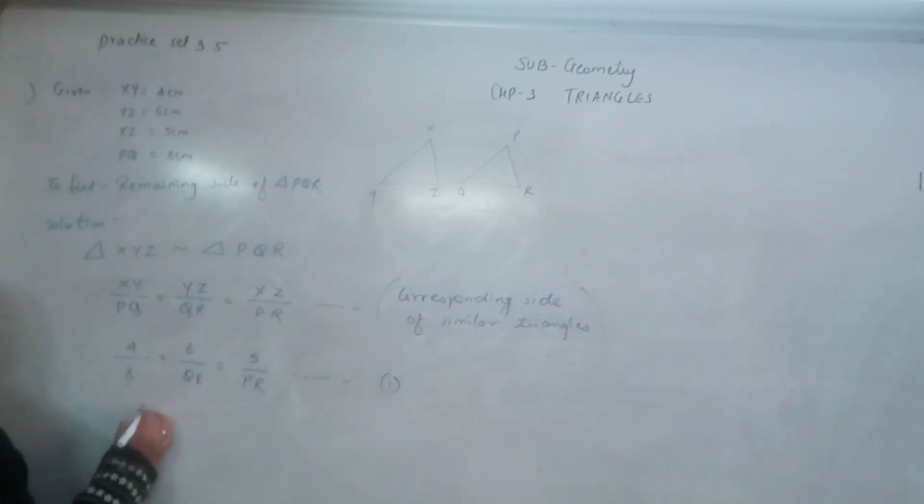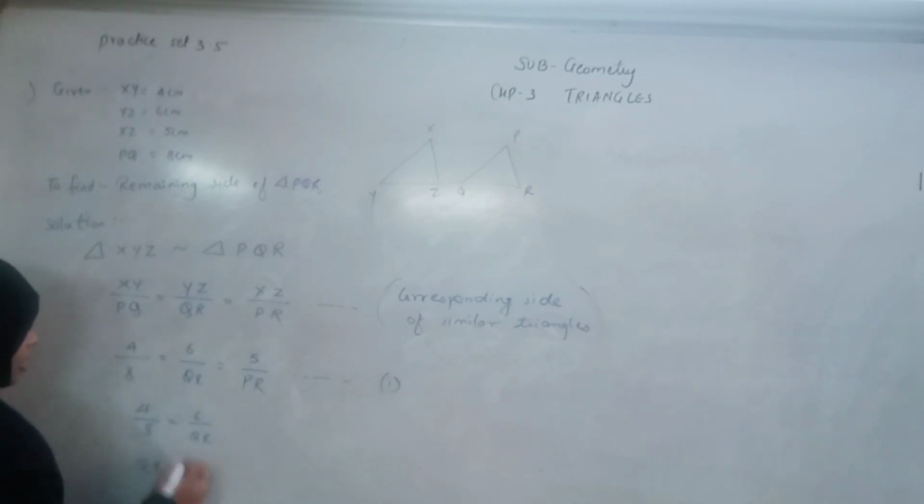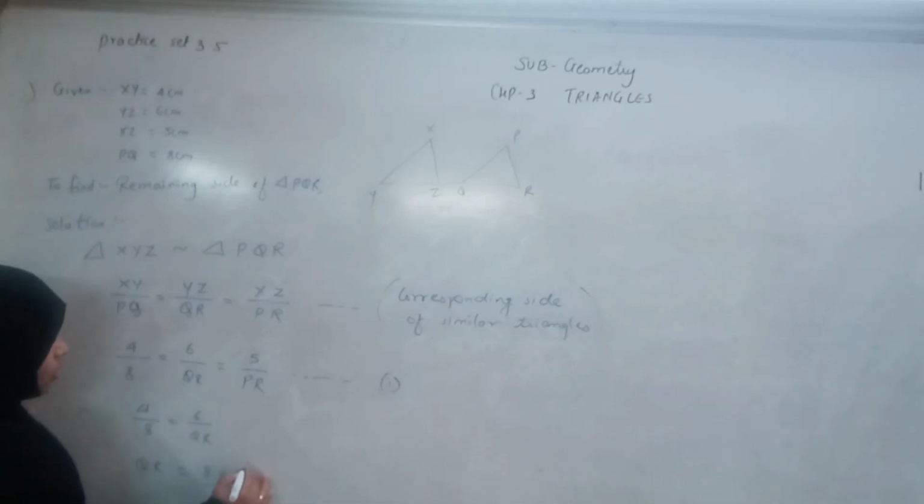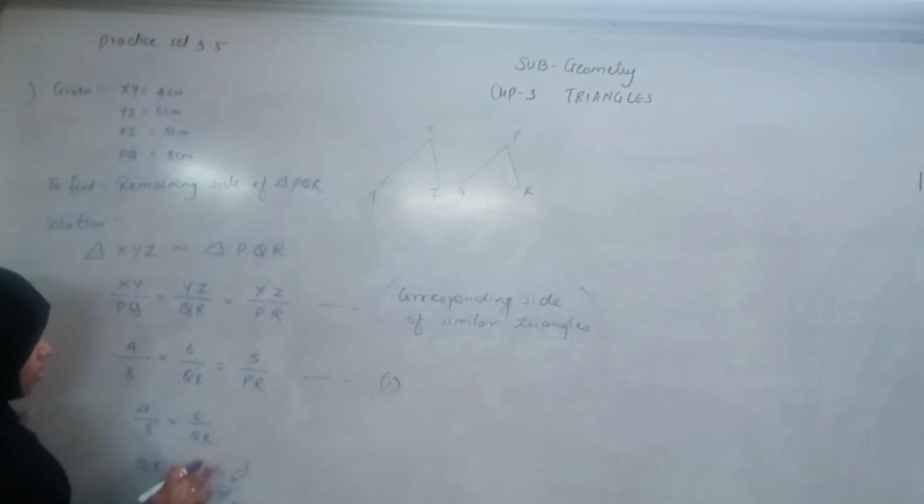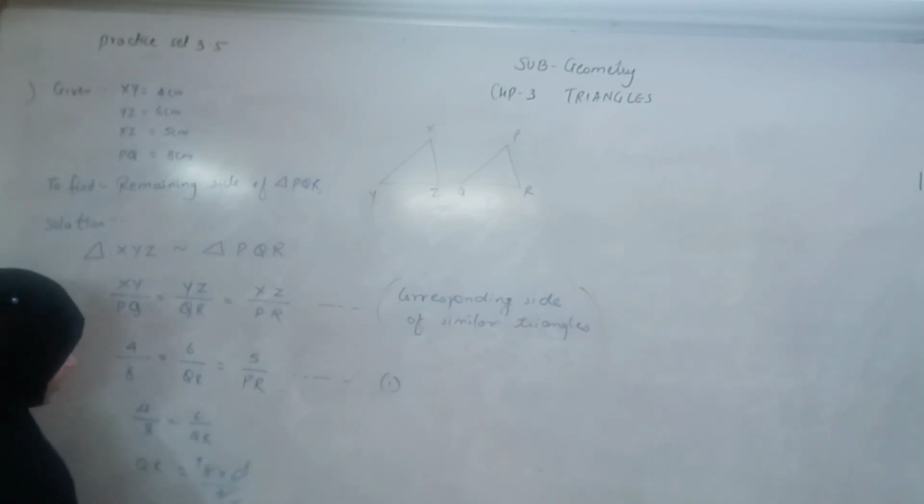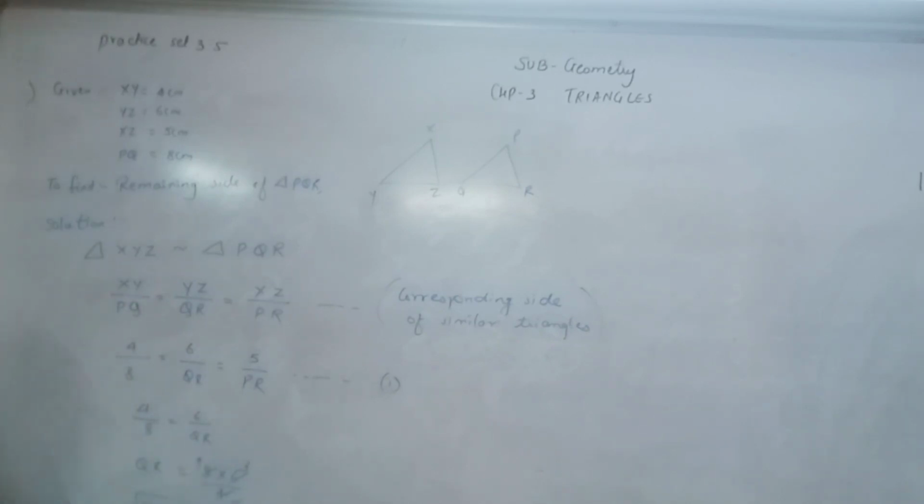So 4 upon 8 is equal to 6 upon QR. I will make a cross multiplication. QR is equal to 6 into 8, divided by 4. The 4 is in multiplication, so I will take it in the division form. 2 3s are 6, 2 2s are 4, 2 1s are 2, 2 4s are 8. So QR equals 4 3s are 12. So I got QR as 12 centimeter.